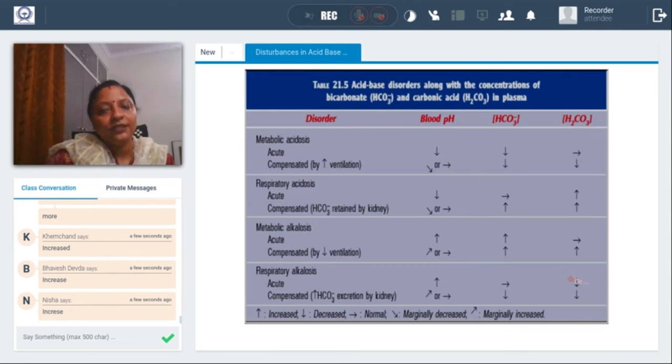When H2CO3 increases, the condition will arrive to the normal. So it is a compensatory process, or it is compensated by the process of hypoventilation.